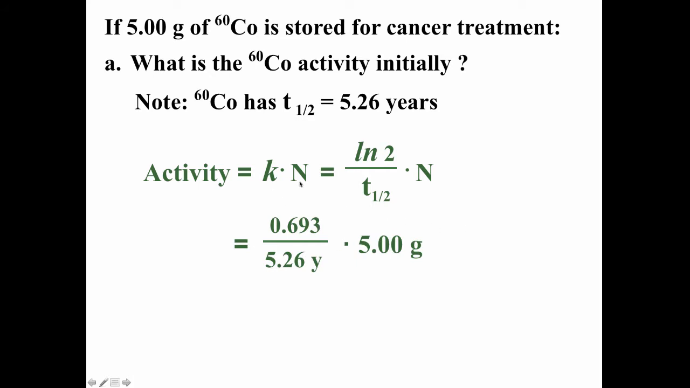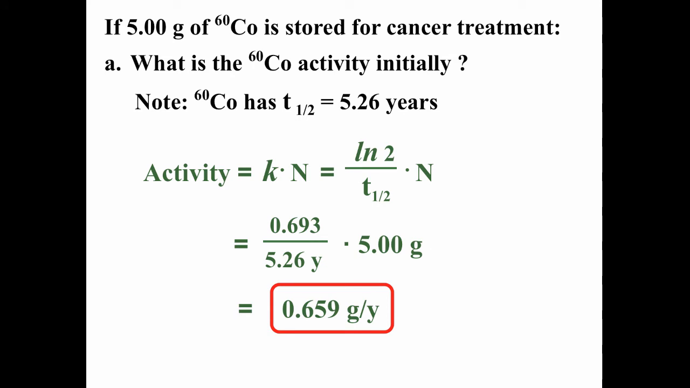Activity is k times N. k is the same as ln of 2 over the half-life, and then that's times N. 0.693 over 5.26 years. That's that ratio that gives us k. And then 5 grams is the amount we have. And if we do that calculation, we get about 0.659 grams per year. So that's the activity.